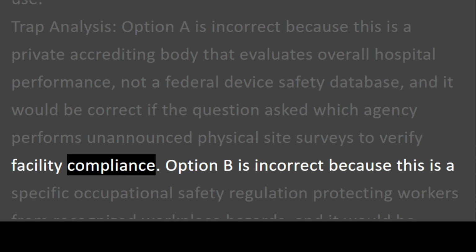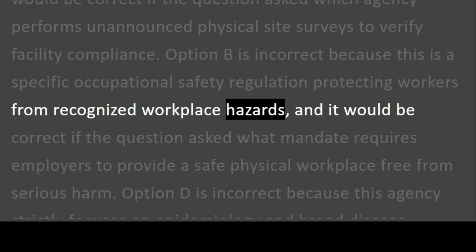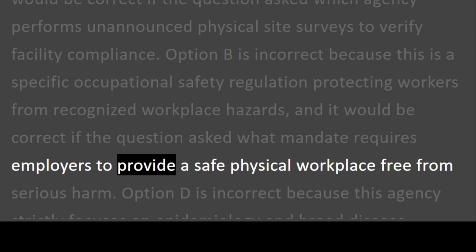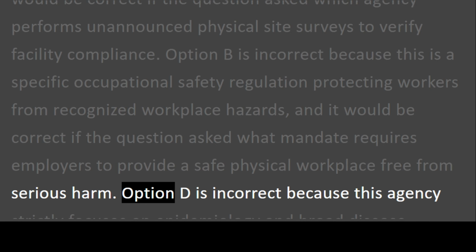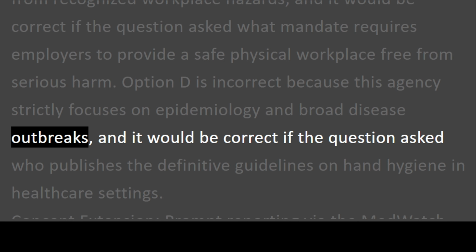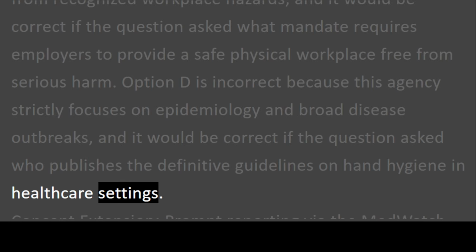facility compliance. Option B is incorrect because this is a specific occupational safety regulation protecting workers from recognized workplace hazards, and it would be correct if the question asked what mandate requires employers to provide a safe physical workplace free from serious harm. Option D is incorrect because this agency strictly focuses on epidemiology and broad disease outbreaks, and it would be correct if the question asked who publishes the definitive guidelines on hand hygiene in healthcare settings.